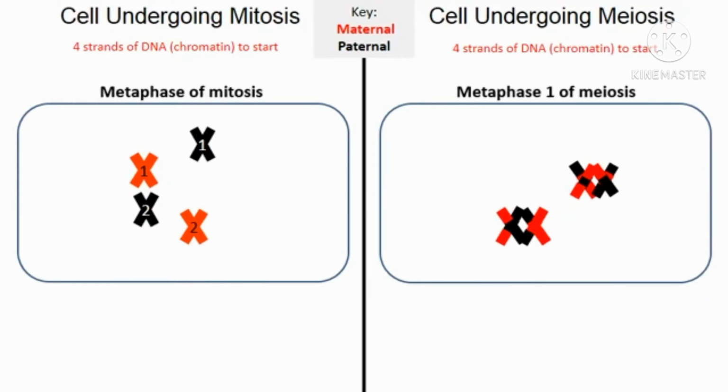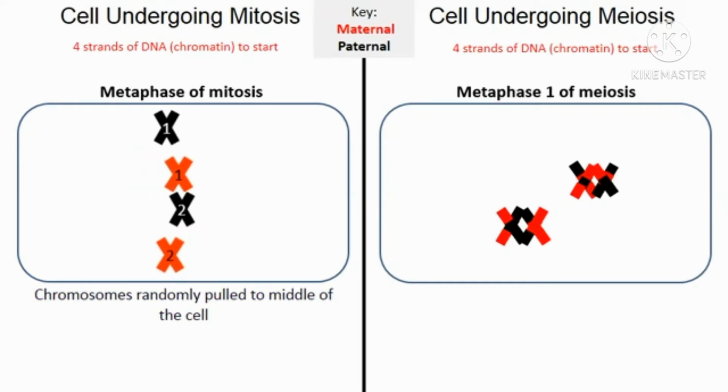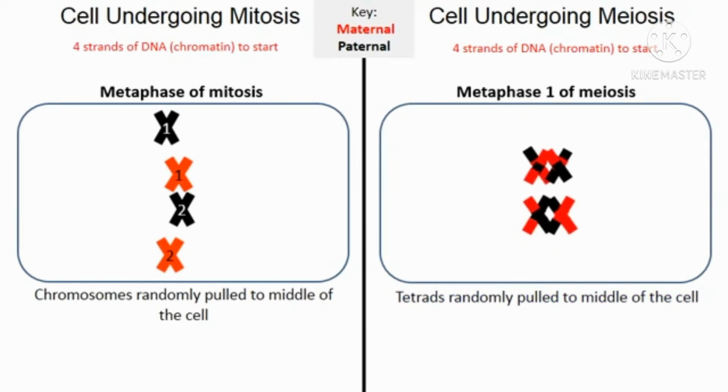So now, we're ready to move on into metaphase stage. On the left, metaphase of mitosis, spindle fibers pull these chromosomes randomly to the equator or middle line of the cell. And on the right side, spindle fibers pull tetrads randomly to the equator or middle line of the cell.